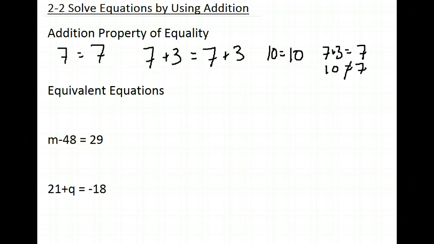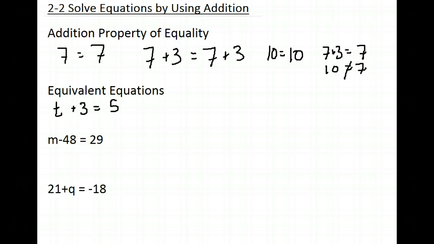Okay, the next vocab word is equivalent equations. An equivalent equation is if we add the same number to each side of an equation, then the result is an equivalent equation. So equivalent equations have the same solution. So let's look at that. If we have something like t plus 3 equals 5, if we add 4 to each side, that's using the addition property of equality.